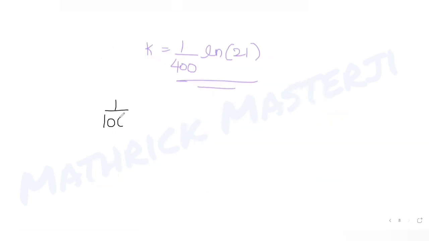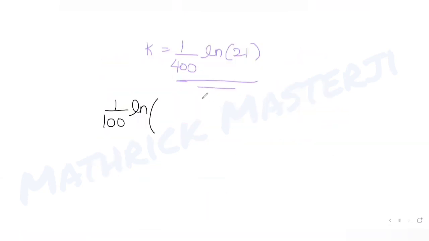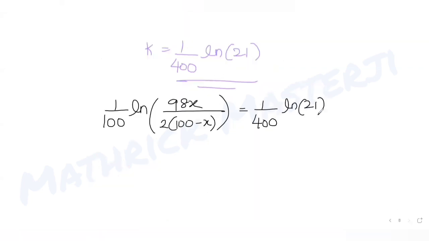Once you have the value of constant k, you put that in this equation, and your equation turns out to become 1 over 100 log of 98x over 2 into 100 minus x, which is equals to k into t. K in this case we know it's 1 over 400 log of 21 into t.